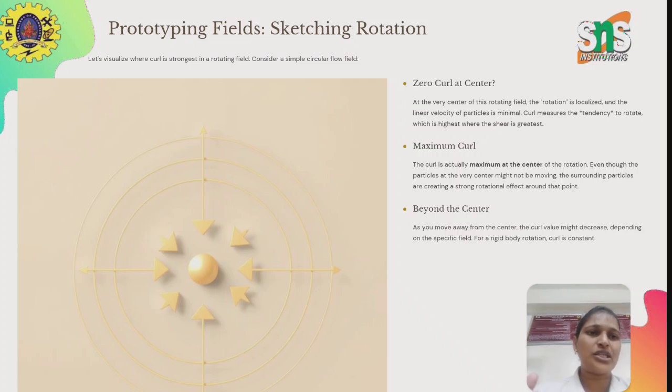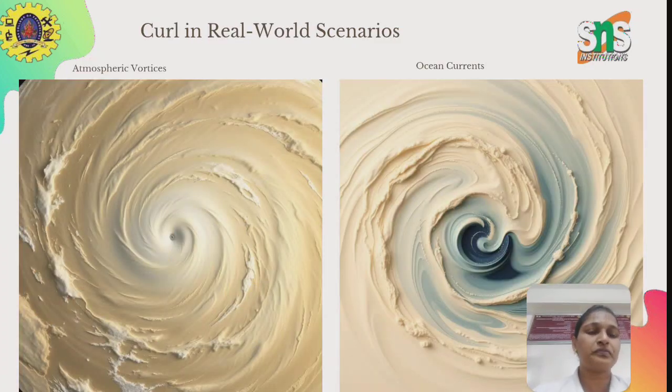Lesser swirling effect, whereas the point at the center will give a 100% swirling, right? So depending on the specific field, for a rigid body the curl is constant, and for a liquid like particle the swirl value may vary.